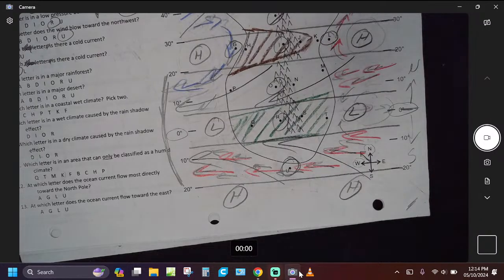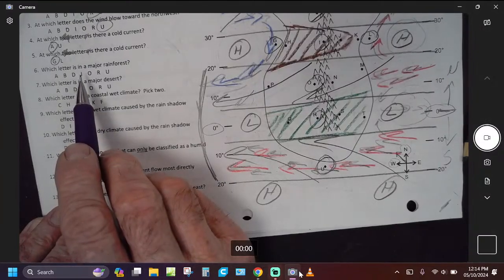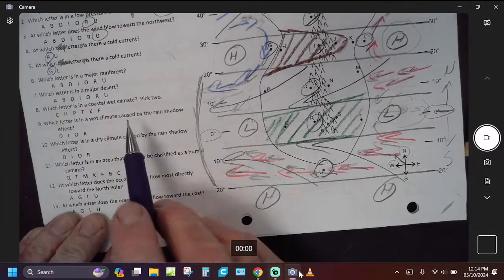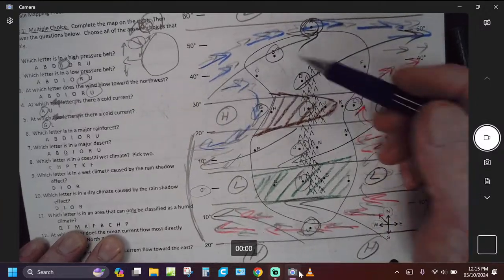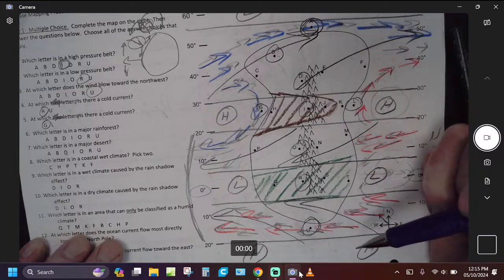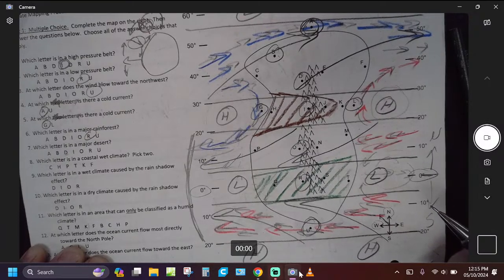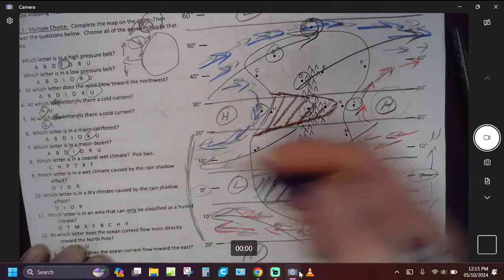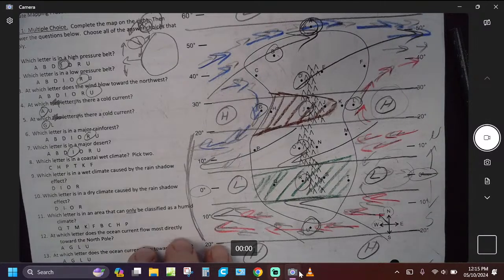So now I can answer number 6. Which letters would be in a major rainforest of all the ones that I've circled here? A, B, D, I, O, R, or U? R. And which one's in a major desert? I. Right there. Okay, now the coastal wet climates, those are the places where the wind comes from the ocean.